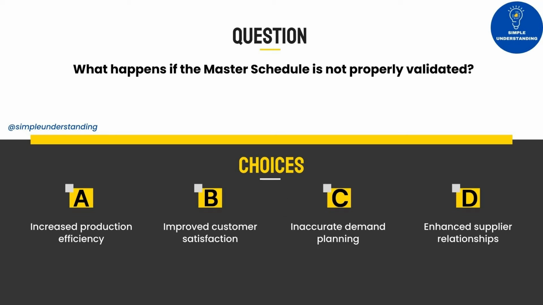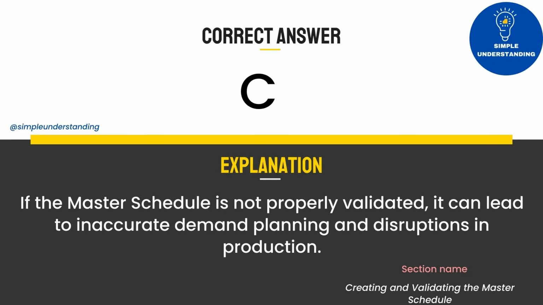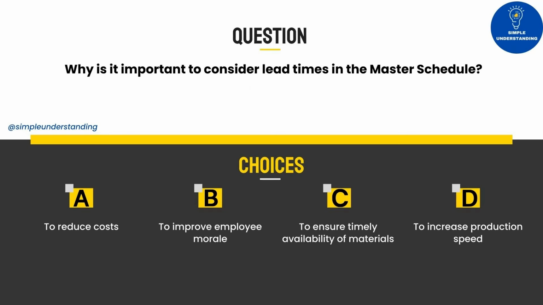6. What happens if the master schedule is not properly validated? A. Increased production efficiency. B. Improved customer satisfaction. C. Inaccurate demand planning. D. Enhanced supplier relationships. Correct answer: C. Overall explanation. If the master schedule is not properly validated, it can lead to inaccurate demand planning and disruptions in production.